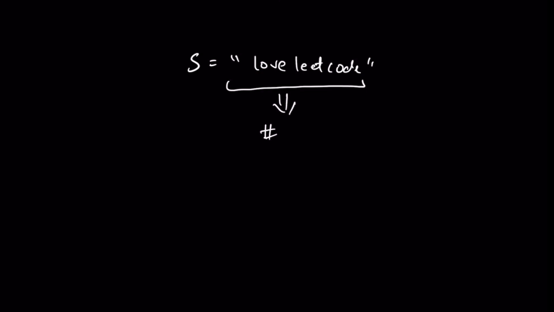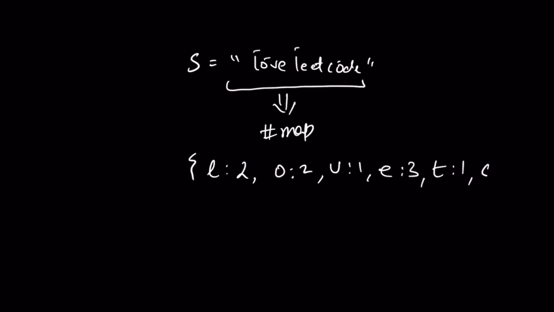Okay, let's take our string S. The first thing we need to do is count the occurrences of each character. We can store those occurrences inside a hash map. In JavaScript, you can use a hash map to find how many times L occurs. L occurs 2 times, O occurs 2 times, V occurs 1 time, E occurs 3 times, T occurs 1 time, and C occurs 1 time, and so on if we have any others. So we'll get a hash map, let's call it K.